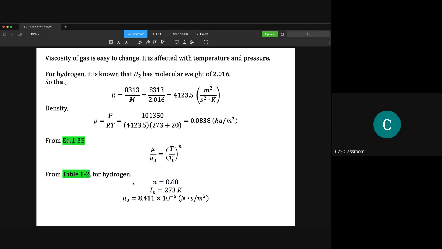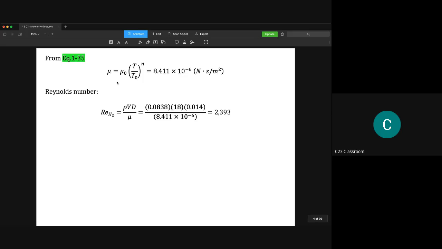So if we substitute all these values, we get that mu is equal to 8.411 times 10 to the power of minus 6. And then we use this dynamic viscosity in the Reynolds number equation. Then we can calculate the very specific Reynolds number at that temperature, which is equal to 2,393. The Reynolds number is dimensionless, so please do not put any units at the back of your Reynolds number. Okay, is that okay?